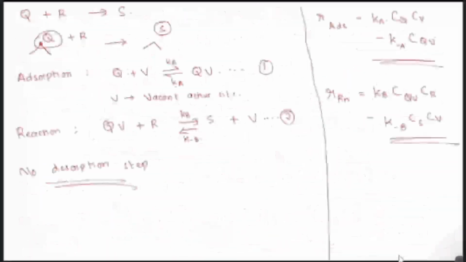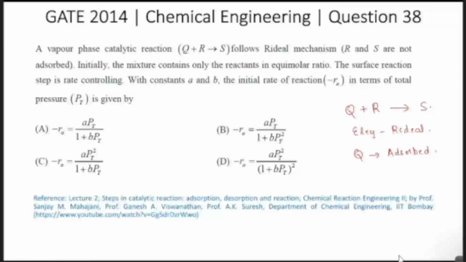So our required answer here is option C, minus R0 equal to A into PT square by 1 plus B into PT. So that is our initial rate of reaction in terms of total pressure for this given question.